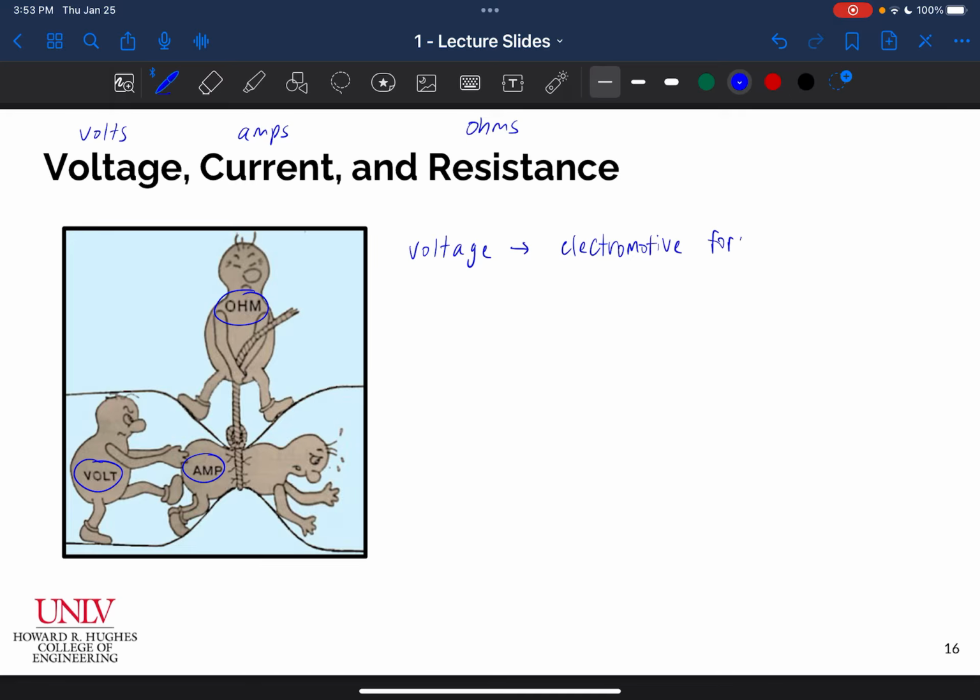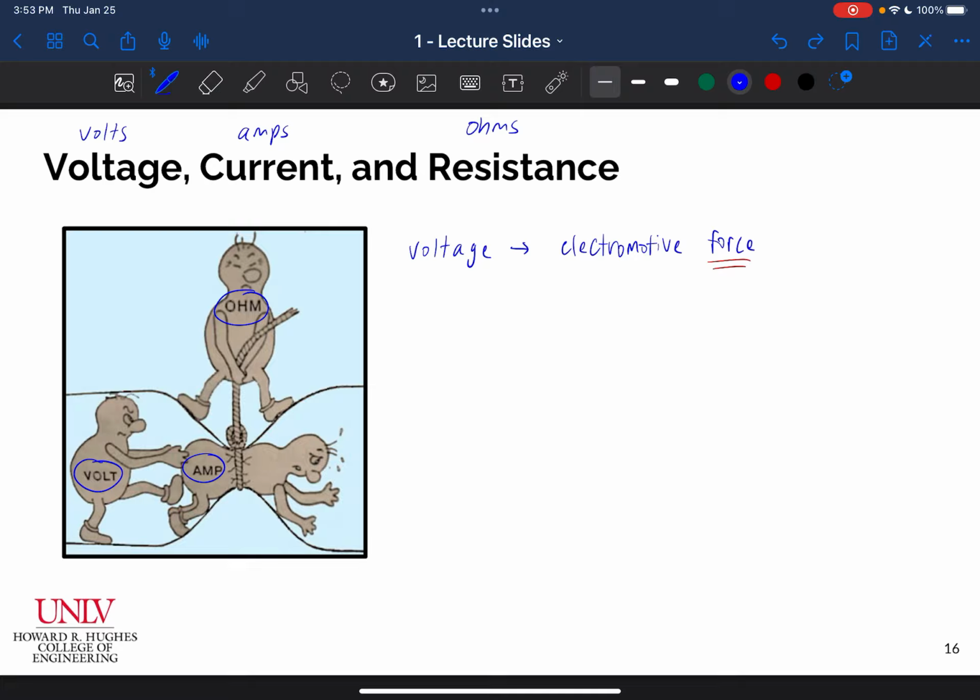I don't think that name is super common. You won't hear it all that often, but just the fact that it has the word force in it is pretty intuitive to me because, again, it's the force that pushes the charges through the circuit. And that's what we see in the diagram here. Our little volt guy here is pushing the charge or the amps through the circuit, the current through the circuit, which I'll talk about next.